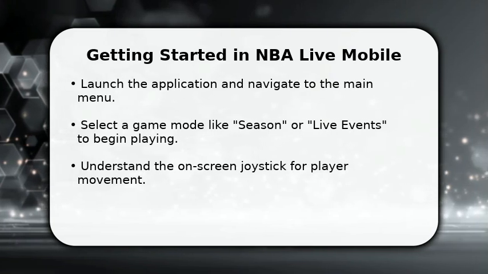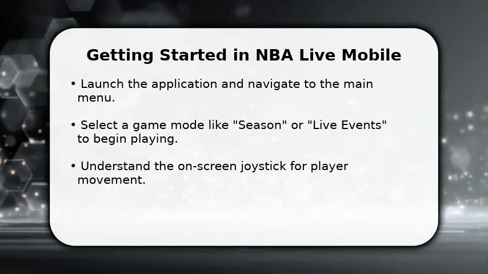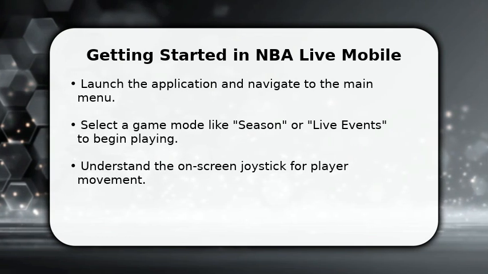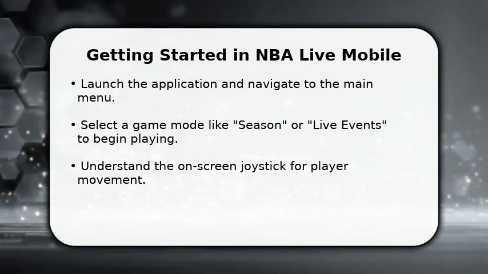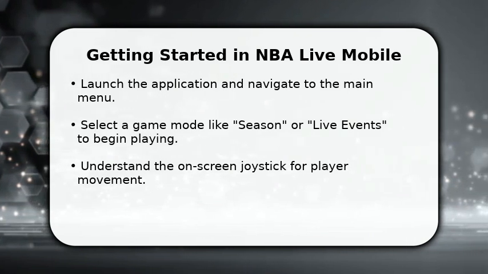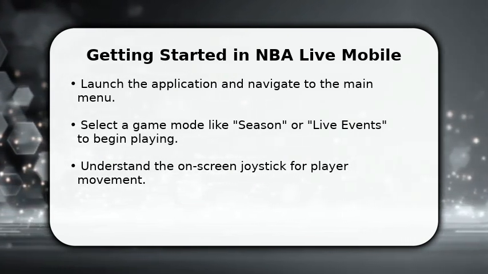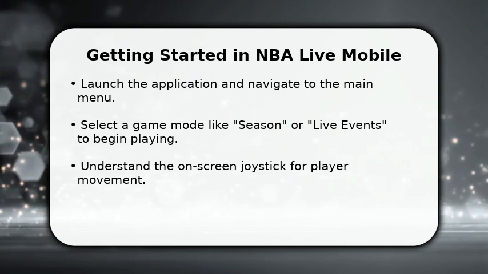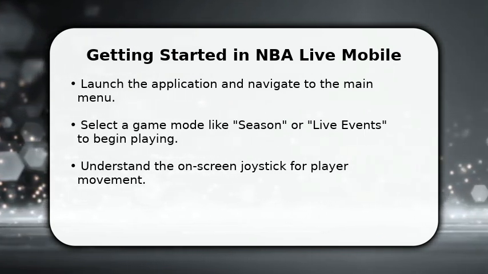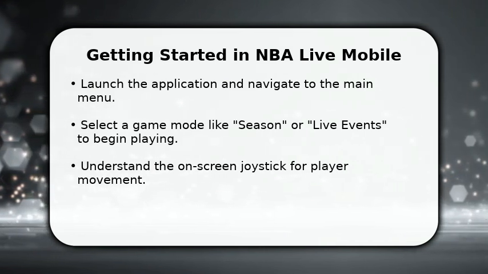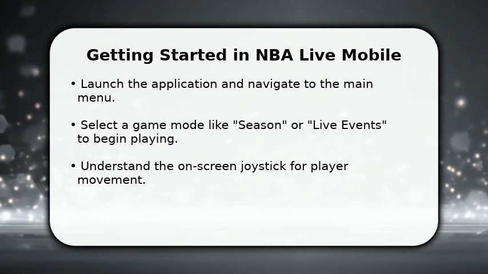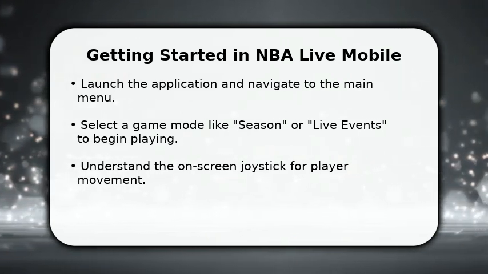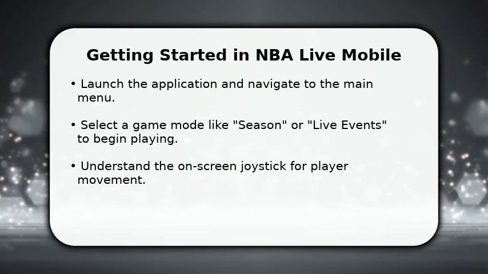Enjoy the video. In this video, I will explain how to play NBA Live Mobile. To begin, simply launch the application and select a game mode from the main menu, such as Season or Live Events. You will use the virtual joystick on the left side of your screen to control player movement. The game offers helpful tutorial prompts when you first start, guiding you through the basic actions. Get ready to hit the court and experience fast-paced basketball action right from the start.